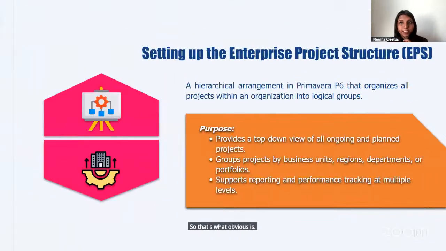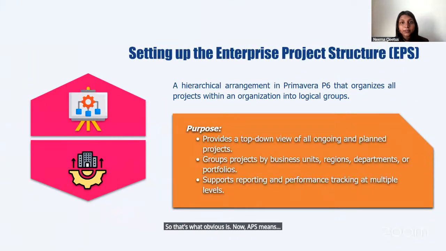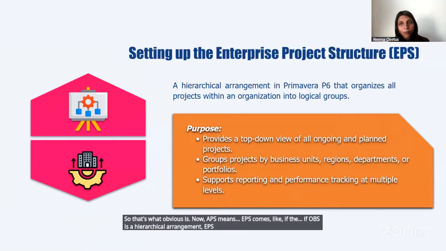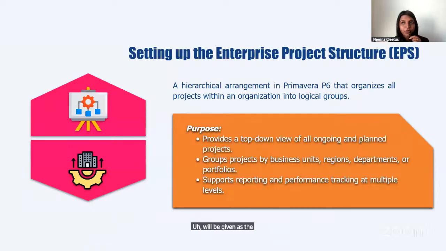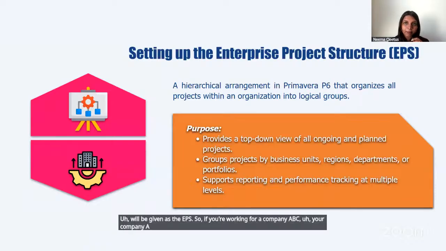Now, EPS means, if OBS is a hierarchical arrangement, EPS will be the topmost or the most important. That can be a company or a person who's working in this project. So if you're working for a company ABC, your company ABC will be the EPS for that particular project. Or if the director is the person who's controlling the whole project, we can say the director is the EPS of that particular project. That is what EPS is.